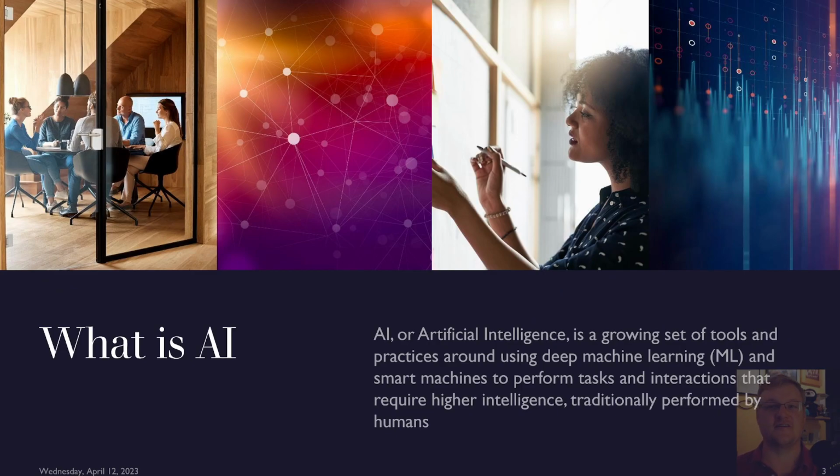And so what is artificial intelligence? What is AI? AI, or artificial intelligence, is a growing set of tools and practice around using deep machine learning. So AI isn't really like future, the machines are taking over the world AI like in a Terminator or anything like that. But it's just a fancy word for deep machine learning. And it's deep machine learning and smart machines that perform tasks that generally were done by people, that require a higher level of intelligence.